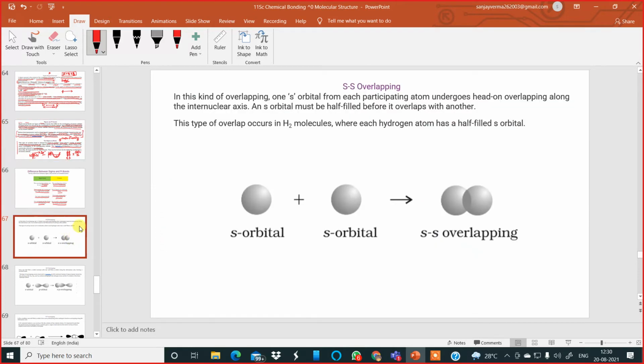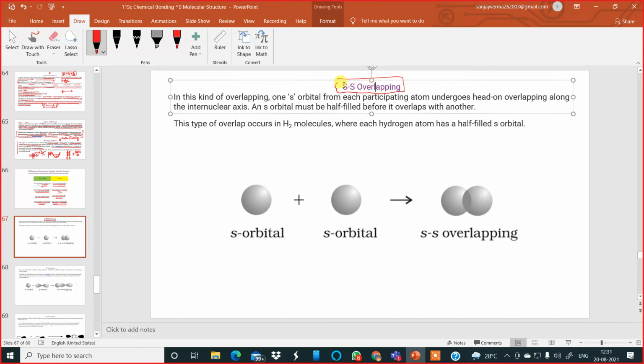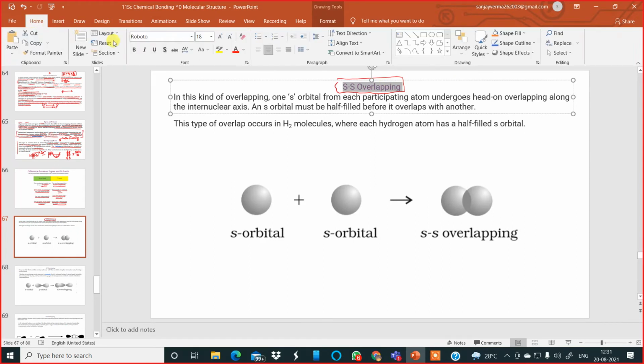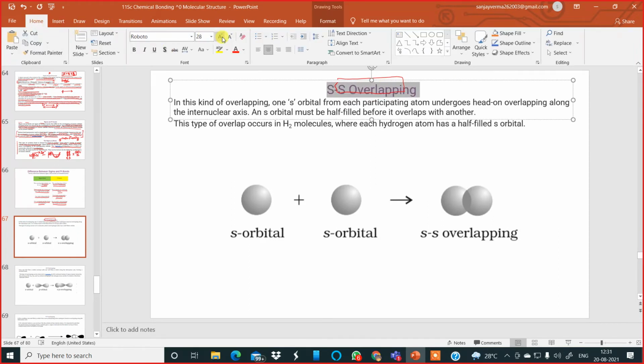Okay, now let's make this overlapping clear in the next slide. The first type of overlapping is called SS overlapping. Do you see that? SS overlapping. Keep it in mind, okay?